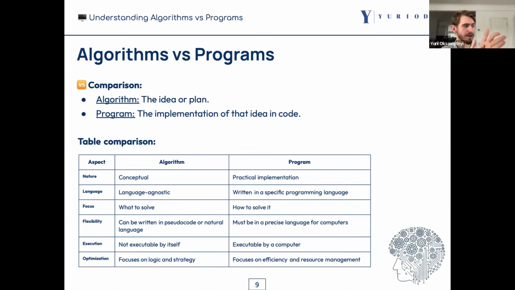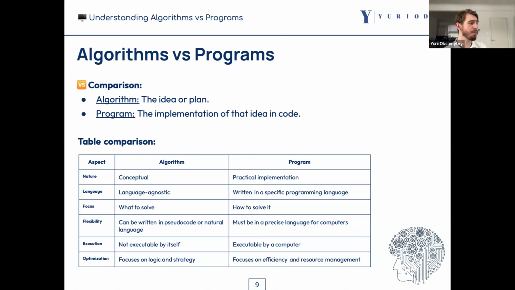So, nature. As we mentioned in the definition, an algorithm is a concept and a program is a practical implementation. By language, algorithms can be defined in whatever way you want. It can be a flowchart, it can be pseudocode, it can be just a written list of instructions. Programs use specific instructions, such as programming languages, that you use to write a script.